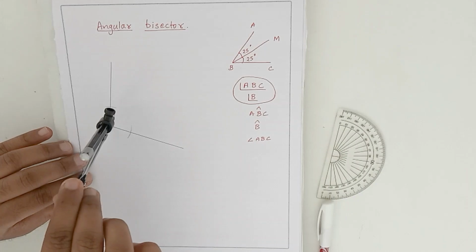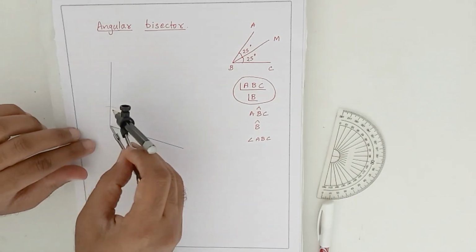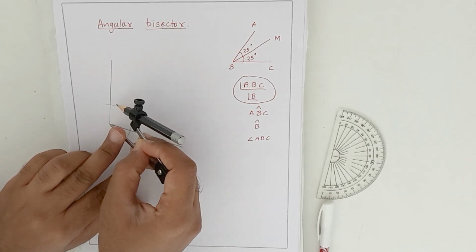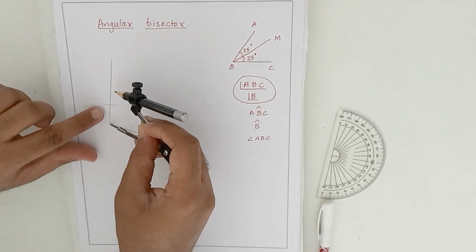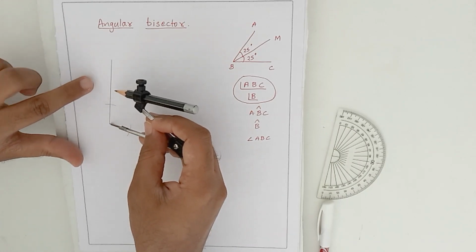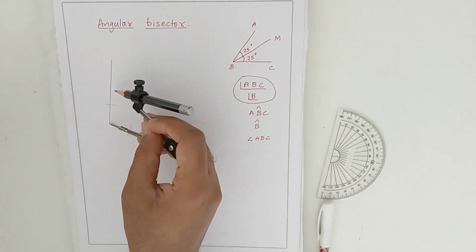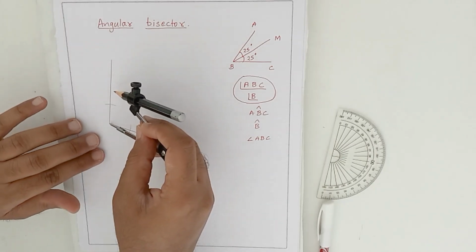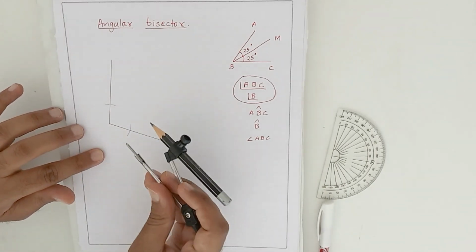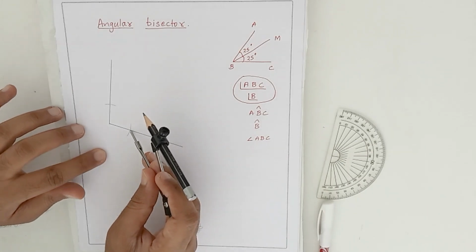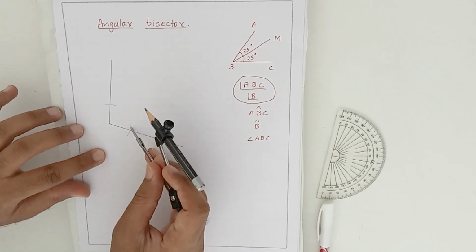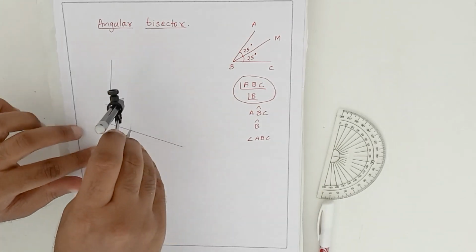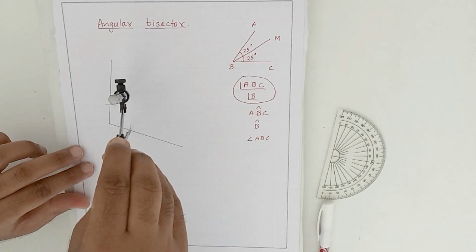Okay, next what you do, extend the compass a little more. I have extended it, earlier it was only this much. Sir, how much should I extend? You can extend it a little bit, not too much, not too less, just a little bit. And then remove the compass tip from the vertex and place it at this point. This arc and this line are intersecting here. Place it at this point, and then you draw another arc.